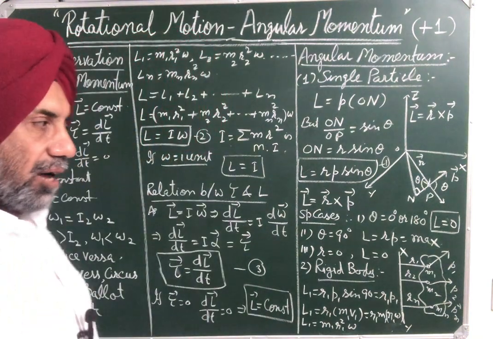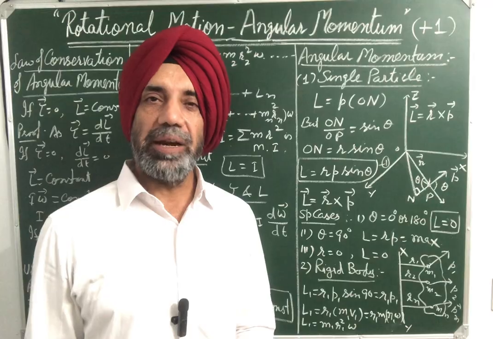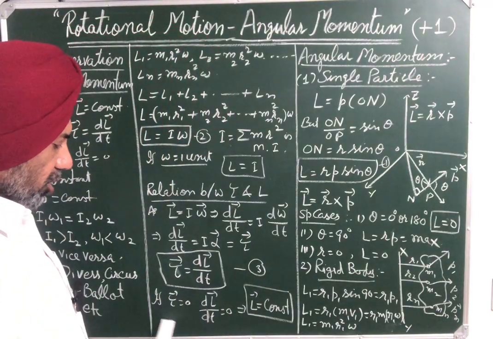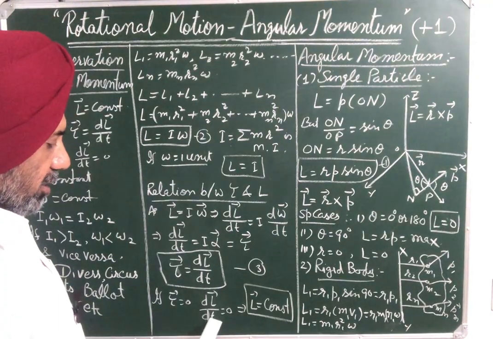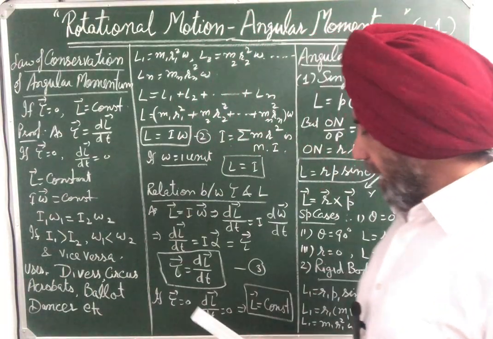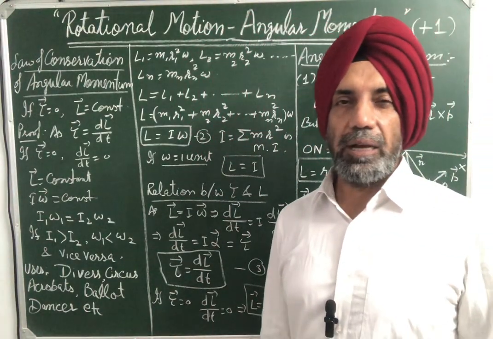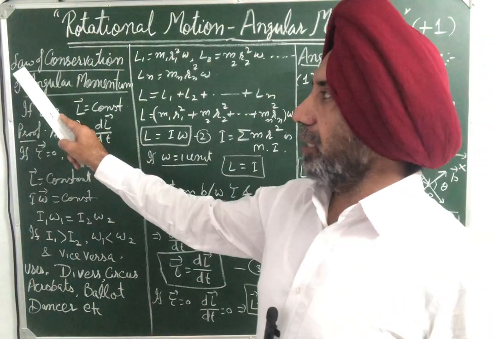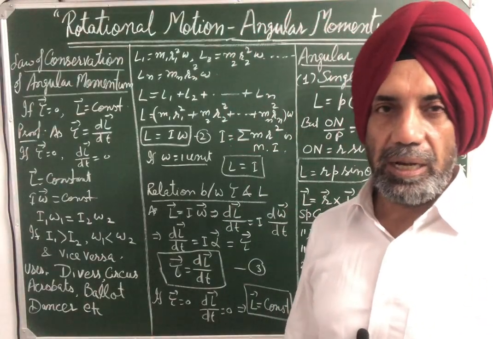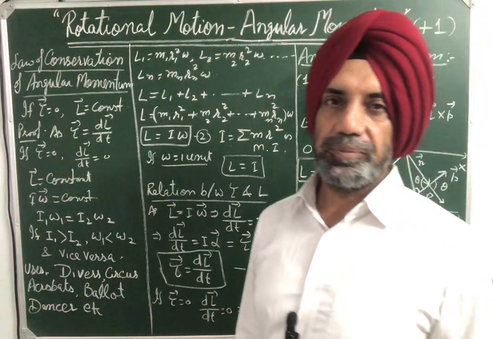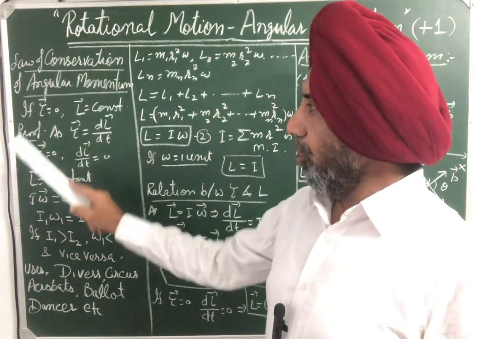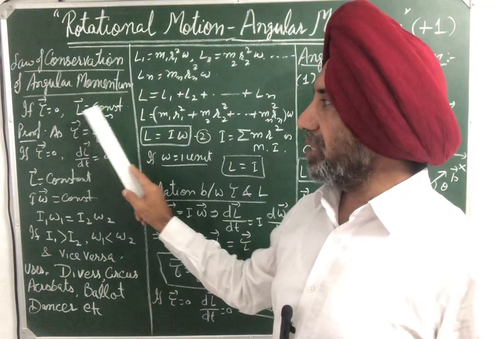Just like the second law of translatory motion, F = dp/dt, so tau = dL/dt. Now if no external torque is acting on a system, dL/dt will be 0, or L is constant. It means if no external torque acts on the system, angular momentum is constant, and this is nothing but the law of conservation of angular momentum. We have the law of conservation of linear momentum in translatory motion also. Here we have the law of conservation of angular momentum. If no external torque is acting, angular momentum is constant.